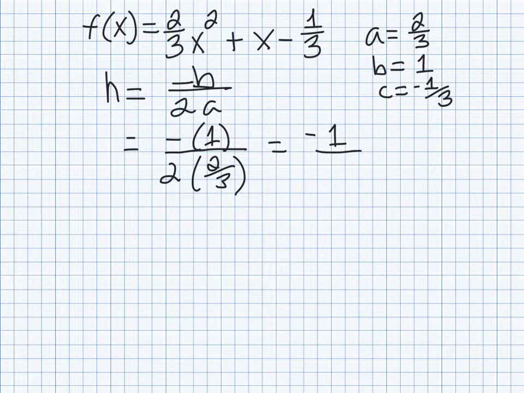Now, you have to multiply these. If you remember, got a whole number, just pop a 1 underneath it, and since it's a fraction, we just multiply straight across. And you get 2 times 2 gives you 4, and then 1 times 3 gives me 3. So now I have negative 1 over 4/3.